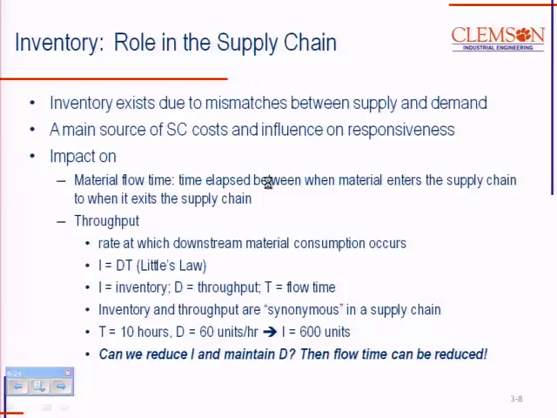So the questions when you start talking about trying to improve the way the business runs is, and there's no answers in this slide, can you reduce inventory and maintain that level of throughput? And if you can, then you're reducing the flow time. So that's where the benefit comes in, and there's a lot that's built off of this fundamental relationship.